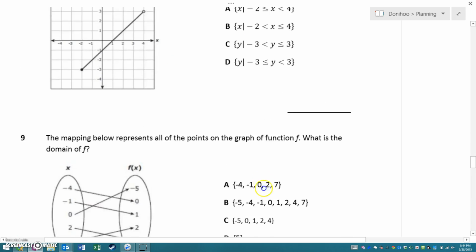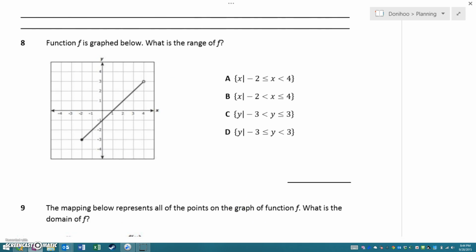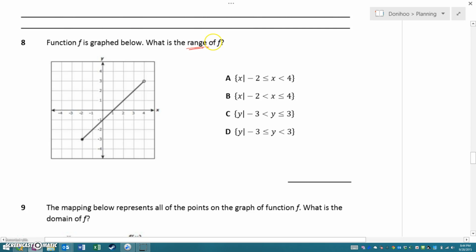Moving on to 8. Pretty straightforward. You're asked for range. It's a classic question to ask for range, and then there are domain answers. Just going to go ahead and knock those out right now. Now the only thing you'll notice is that all of these are the same except for the inequalities are different. That's the only difference here.